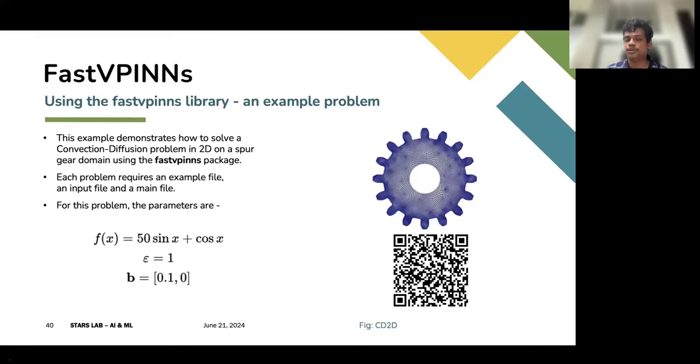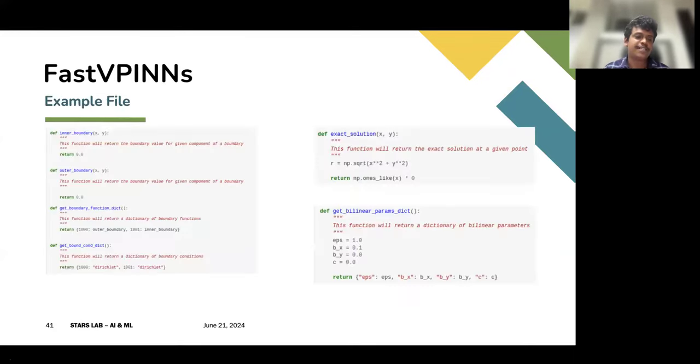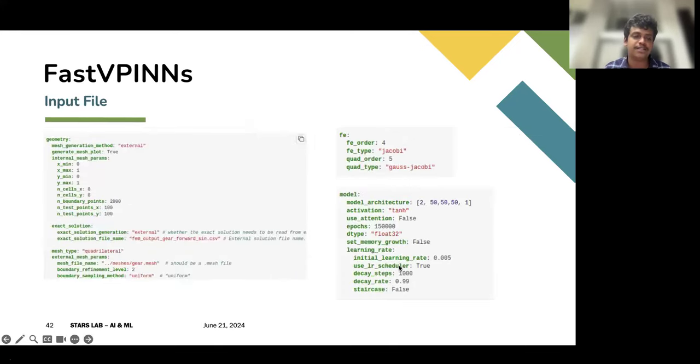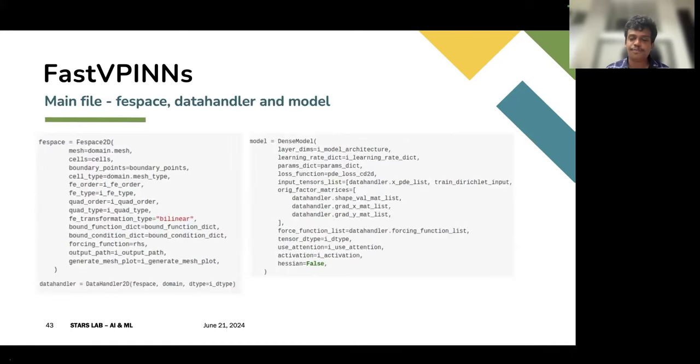So if you have to solve a convection advection diffusion problem on a complex geometry like a gear, you need to set up an example file which will have all the boundary conditions and the values, your exact solutions and your bilinear parameters. You have an input file which defines the number of cells, number of quadrature points, what kind of FE order you have to use, what model architecture, learning rate, and everything. Then you should be able to call your normal routines and try to solve it.